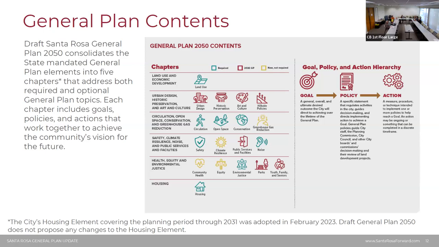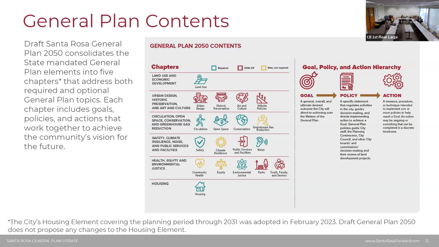The second chapter is urban design, historic preservation, and art and culture. Circulation, open space, conservation, and greenhouse emissions reduction is the next chapter that includes all these elements. Safety, climate, resilience, noise, public services, and facilities is another group of chapters. And health equity and environmental justice is another group of elements that is the last chapter, number six.